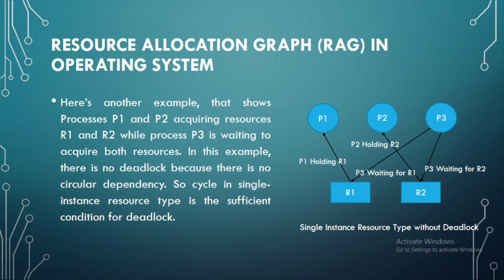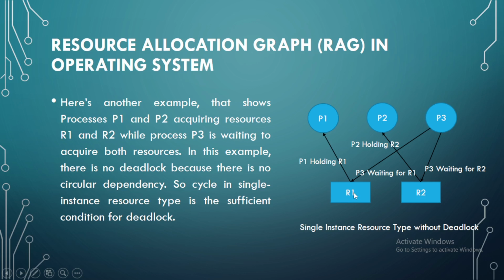Next, we have another example that shows processes 1 and 2 acquiring resources R1 and R2. R1 is held by process 1, R2 is held by process 2, and process 3 is waiting to acquire both the resources. In this example, there is no deadlock because there is no circular dependency. You can see there is no circular dependency.